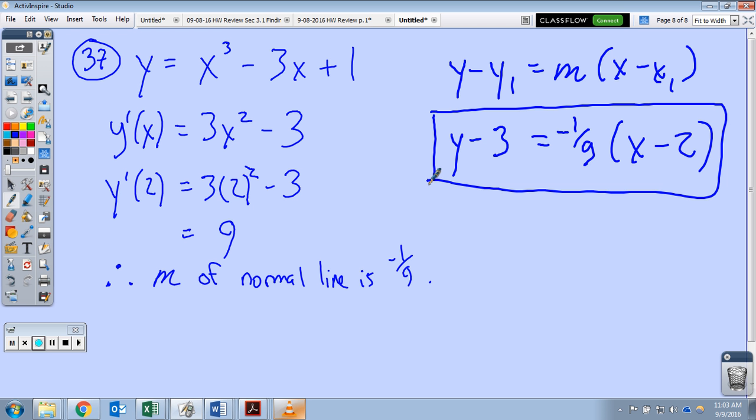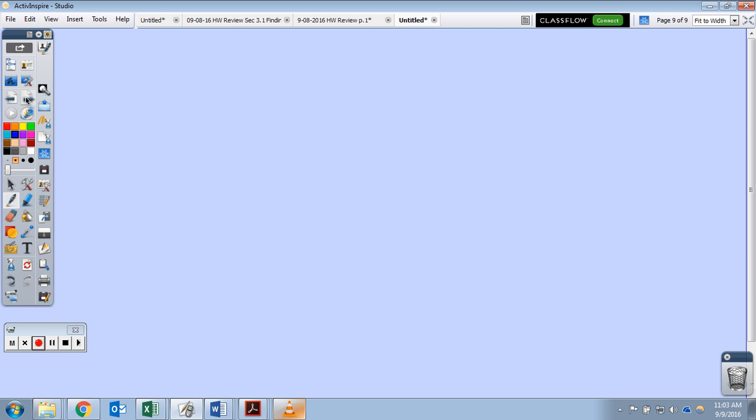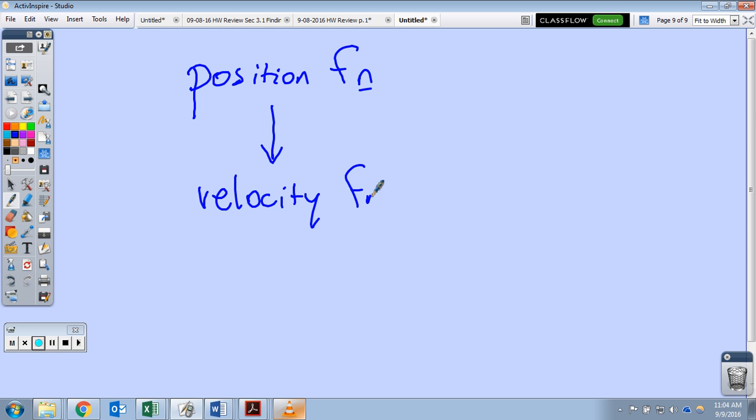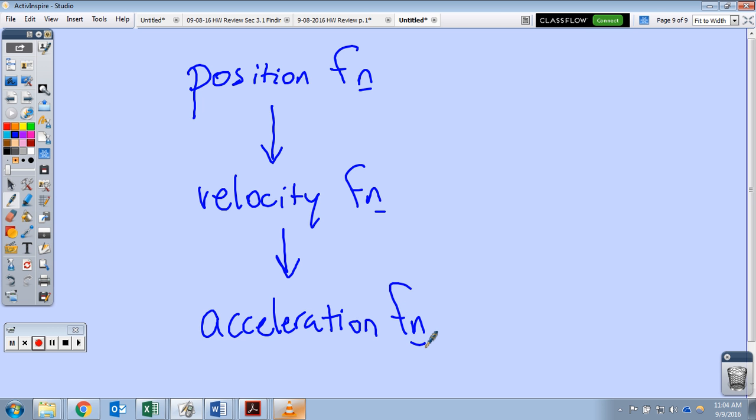All right, so let's go to 3.4. Let's look at some other small pieces before the bell rings. Understand that this is the way it works. If you have a position function, the derivative of the position function is the velocity function, and the derivative of the velocity function is the acceleration function.